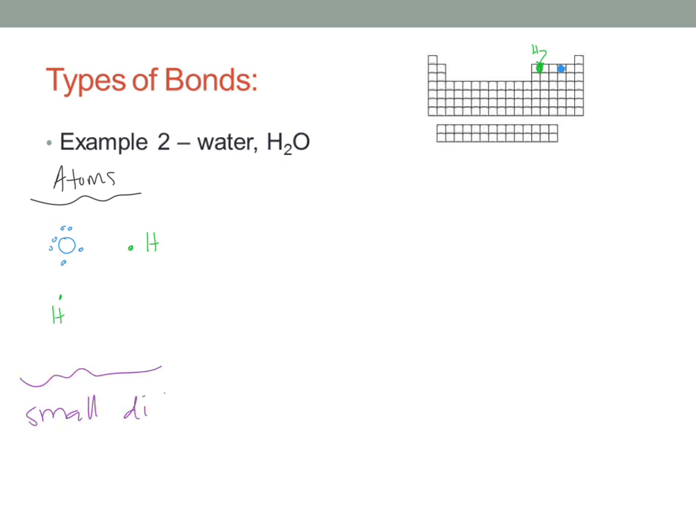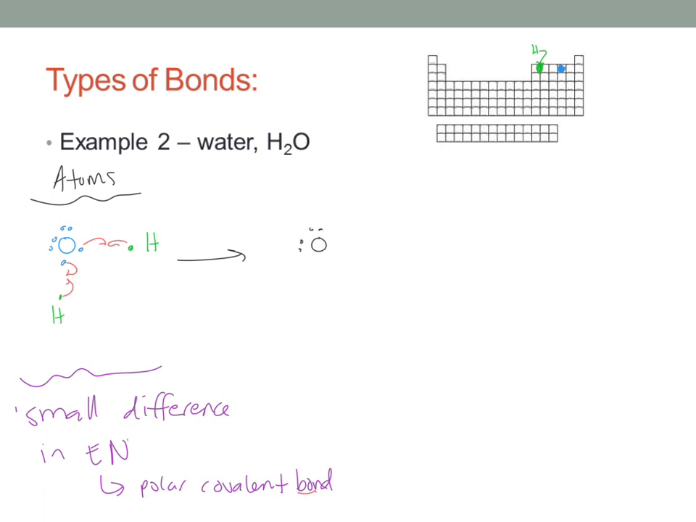So a small difference in electronegativity, which is what's going to drive the type of bond that we have. So I should think that, okay, this is going to be a polar covalent bond. And so we will have a sharing of electrons. This one's going to share here. This one's going to share here, giving us our water molecule. So here's what my water molecule should look like in the end.